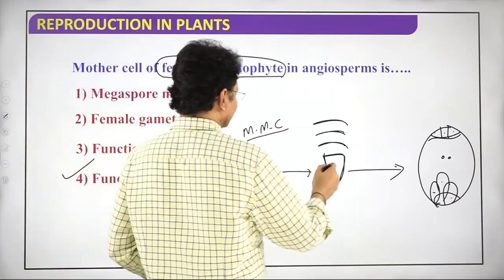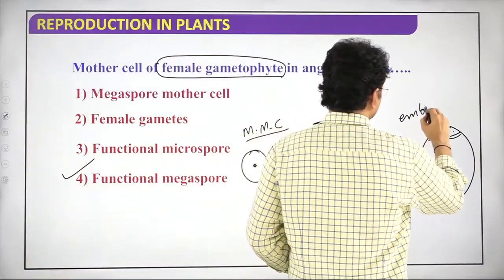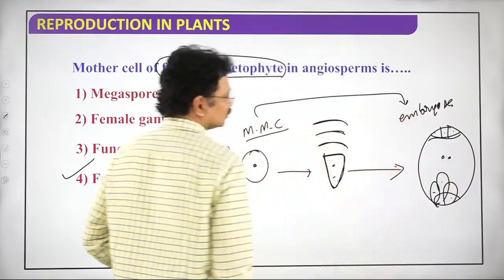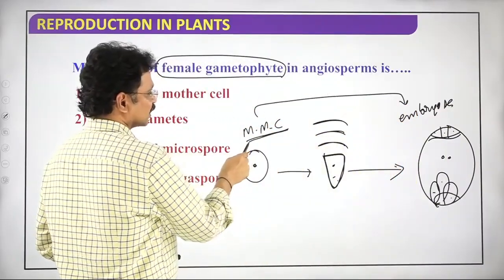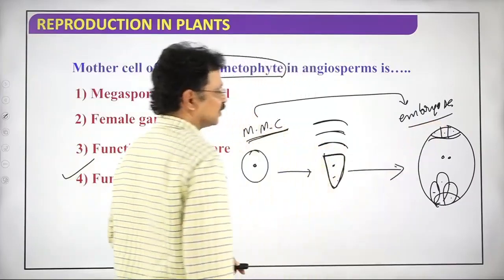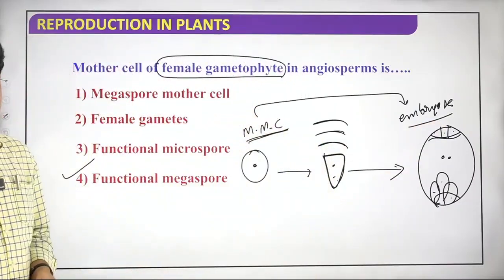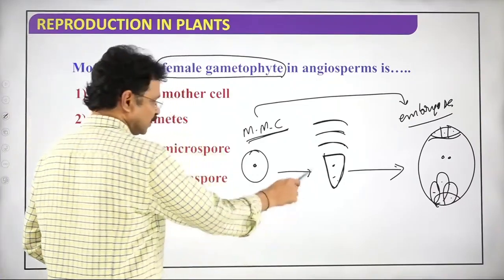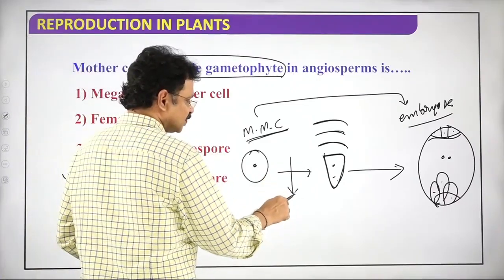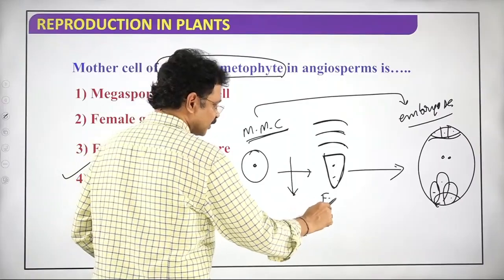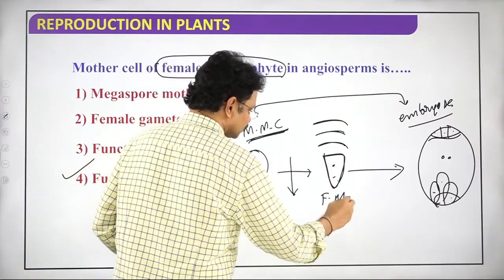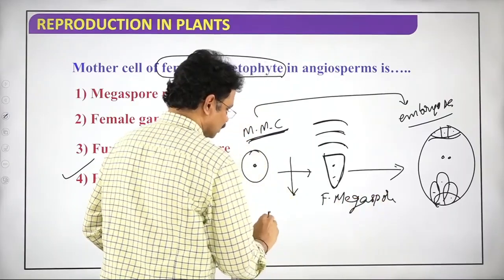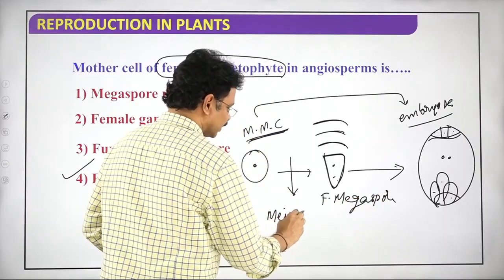So what is the relation between embryo sac and megaspore mother cell? Megaspore mother cell is the grandmother of an embryo sac. Next question here only. What kind of cell division is essential to develop functional megaspore from megaspore mother cell? What type of cell division? Reductional division or meiosis?